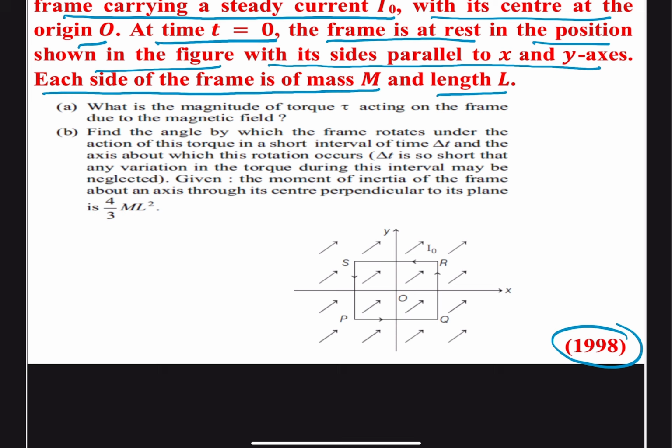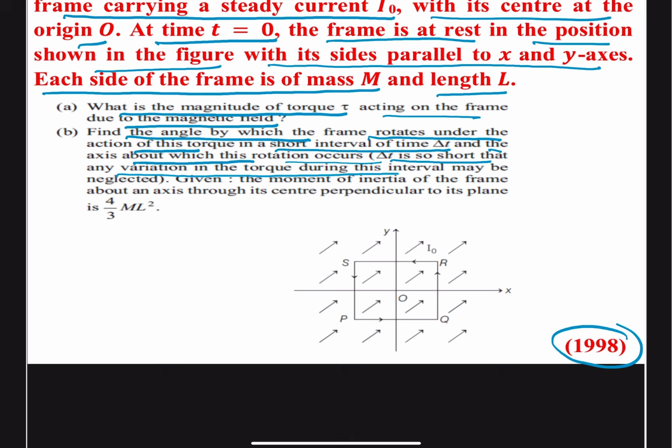In part A, it is said, what is the magnitude of the torque acting on the frame due to the magnetic field. And in part B, it is said, find the angle by which the frame rotates under the action of this torque in a short interval of time delta t, and the axis about which this rotation occurs. Delta t is so short that any variation in the torque during this interval may be neglected. Given that the moment of inertia of the frame about an axis through its center perpendicular to the plane is given as 4 by 3 ml square.